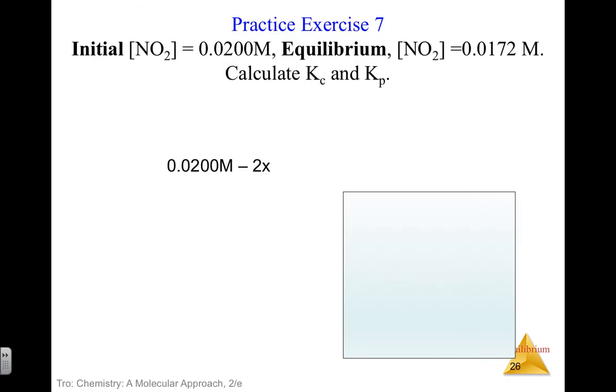Okay, now practice exercise 7. This is the practice exercise that I initially introduced before I talked about iceboxes. What I've included are the important numbers. So remember, initially our NO2 molarity was given as 0.02. At equilibrium, our NO2 molarity was given as 0.0172. I asked you to calculate Kc and Kp. So this is the reaction that's provided.